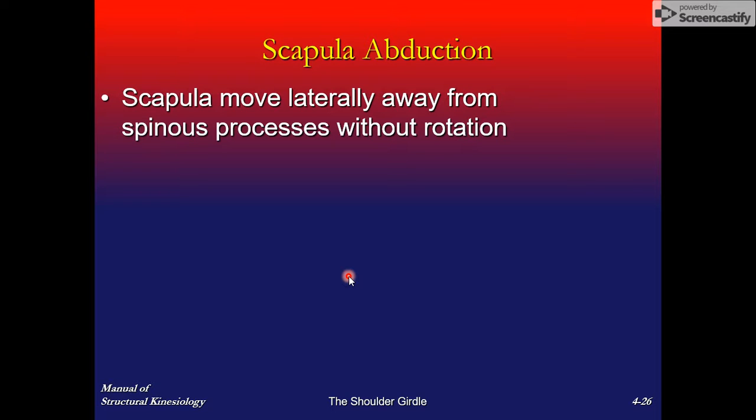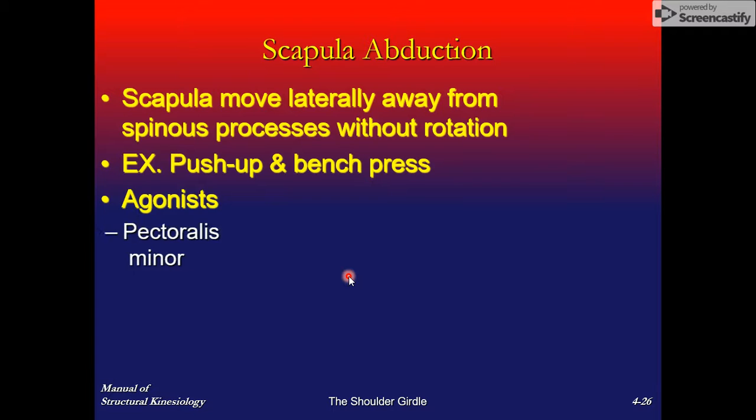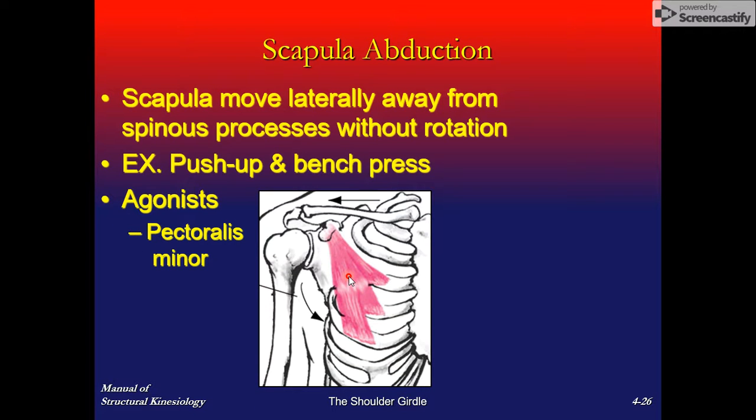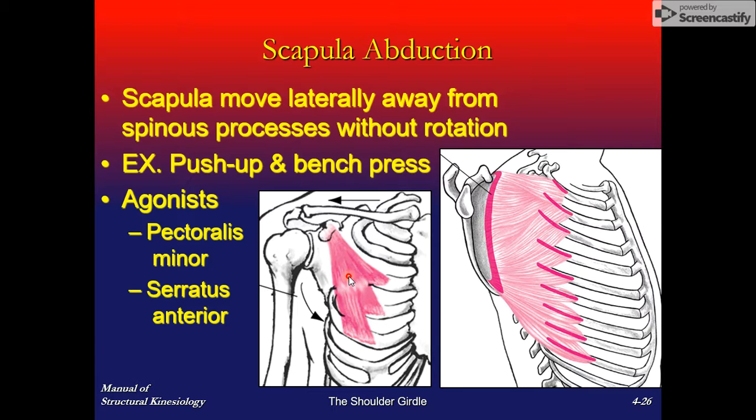Scapular abduction: the scapula moves laterally away from the spinous process without rotation. Examples, push-up and bench press. They're the agonists: pectoralis minor and the serratus anterior. Both of these aid with push-ups and bench press.